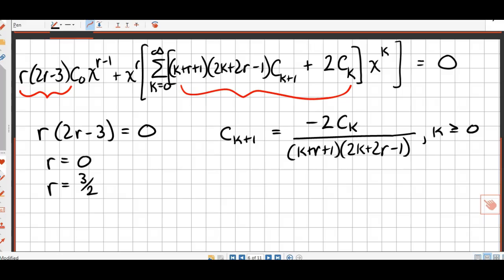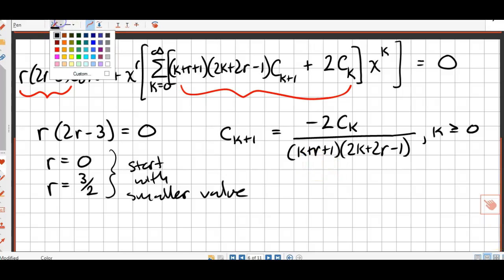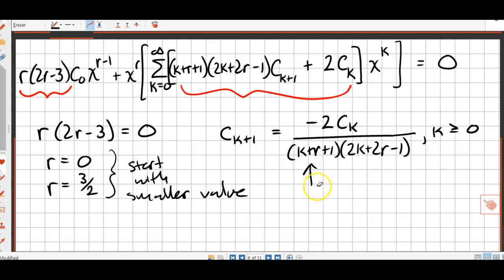Okay, so like I said before we started solving the problem, if you get two values for the exponent, like we do here, 0 and 3/2, we're always going to start with the smaller value. All right, so we're going to start with r equals 0. And notice that setting r equal to 0 is going to affect the value over on the c sub k plus 1 calculation also, because you'll notice that's an r and that's an r. So if we set r equal to 0, that's actually going to simplify whatever the c sub k plus 1s are.